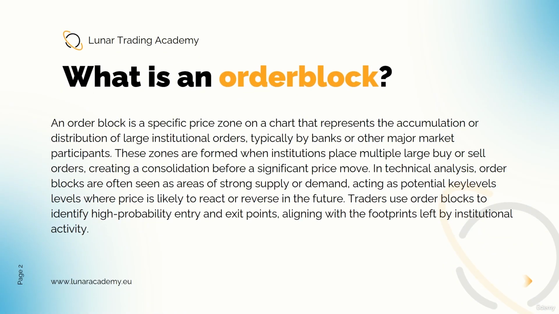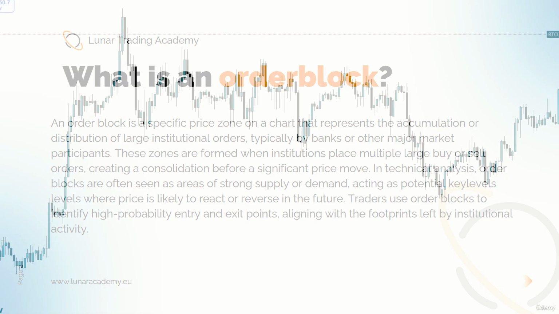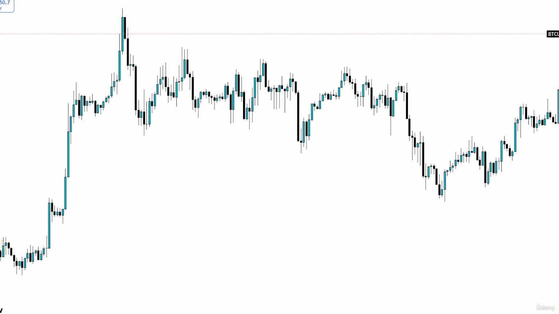What is an order block? An order block is a zone on the chart that represents previous accumulation or distribution. In these areas, large market participants like banks, institutions, etc. have filled their significant large positions and then moved the price sharply.